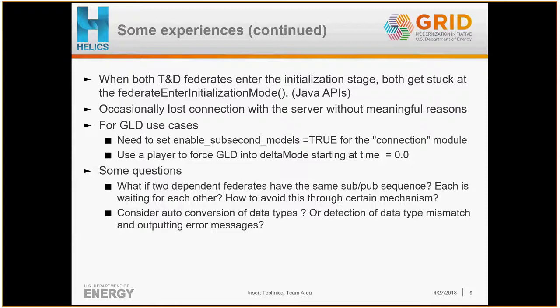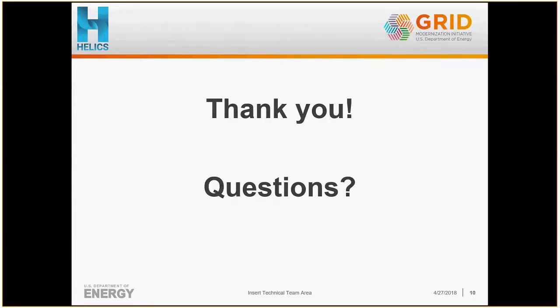This will help the development process of some use cases, because users may not always be clear about the outputs of some others, but they are more clear about what they need as input. And also, is there any mechanism for detecting a data type mismatch, if it was not allowed, so that we let the users know about this mismatch? So this is all the experience I would like to share. Thank you. If you have any questions, please let me know.